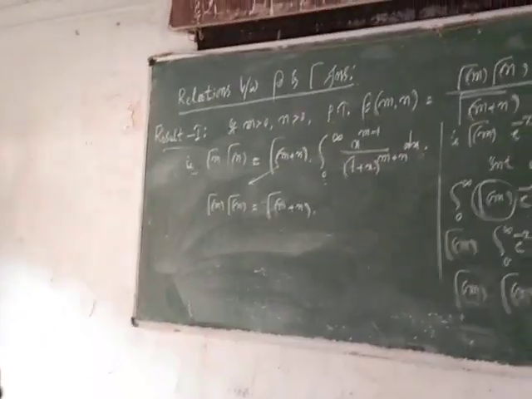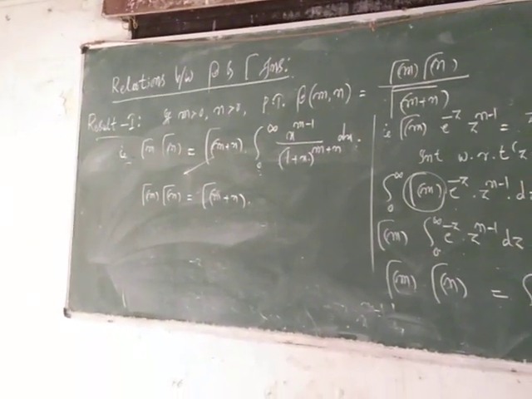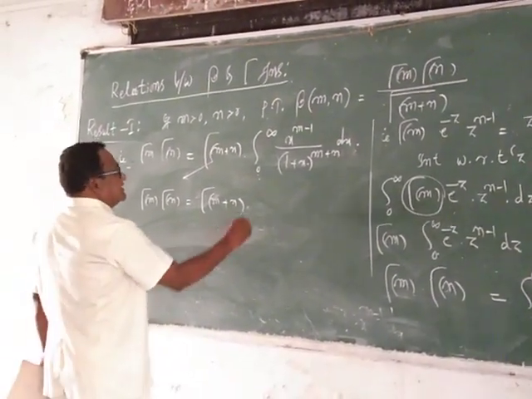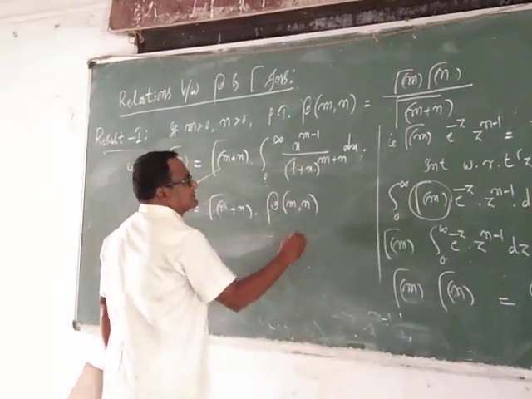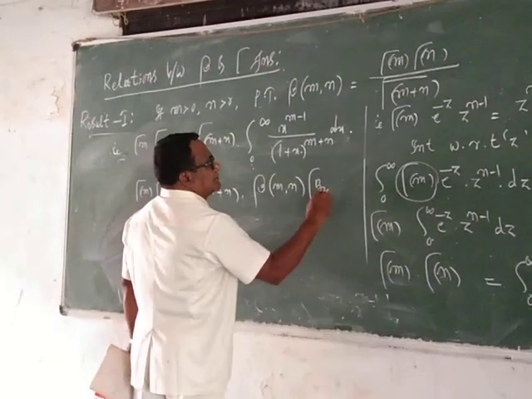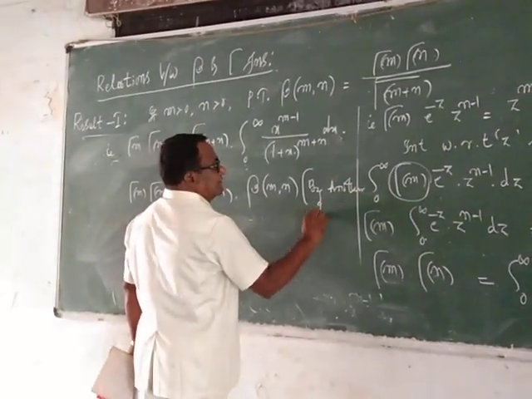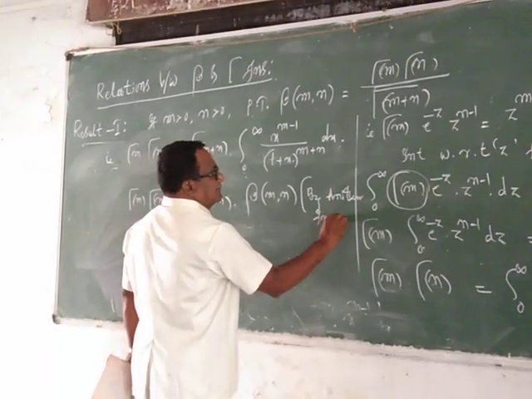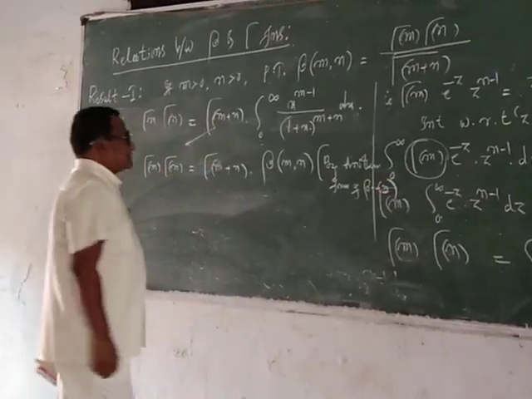By another form of beta function. By the property of beta function, what is it? It is nothing but beta m, n. This is by another form of beta function. It is beta function.